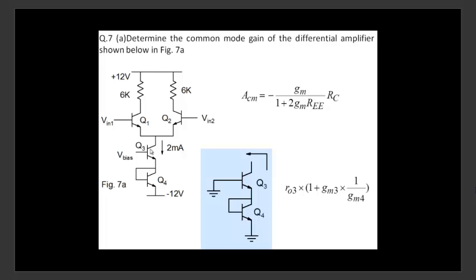Simplified form. The two transistors are in series. GM3 is same as GM4. So it's simply equal to 2RO3. So all I have to do is ACM is minus GMRC over 1 plus 2 GM times 2RO3. That's it. All right. So there's no need to go back and do all the analysis. Always, wherever possible, try to take whatever is the unknown circuit, and try to transform it into the known circuit.